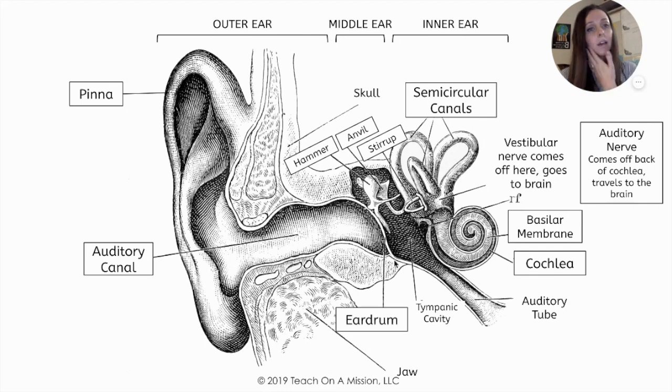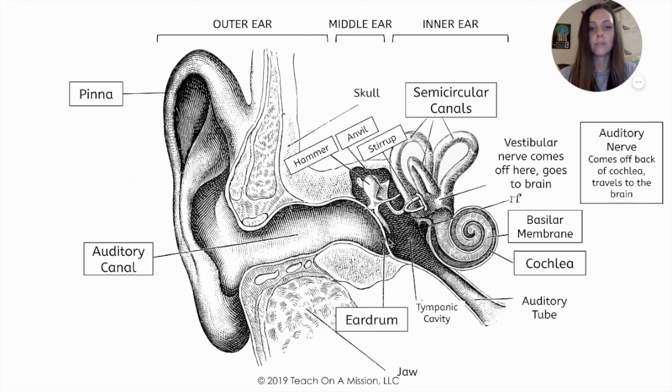This can be ruptured, this can be damaged. It can heal back, but when it heals back, there's scar tissue with it. And so when you have a buildup of scar tissue, that will affect your hearing. With our middle ear, we have the ossicles, or the tiny bones. And they are the hammer, the anvil, and the stirrup. Stirrup actually looks like a stirrup.